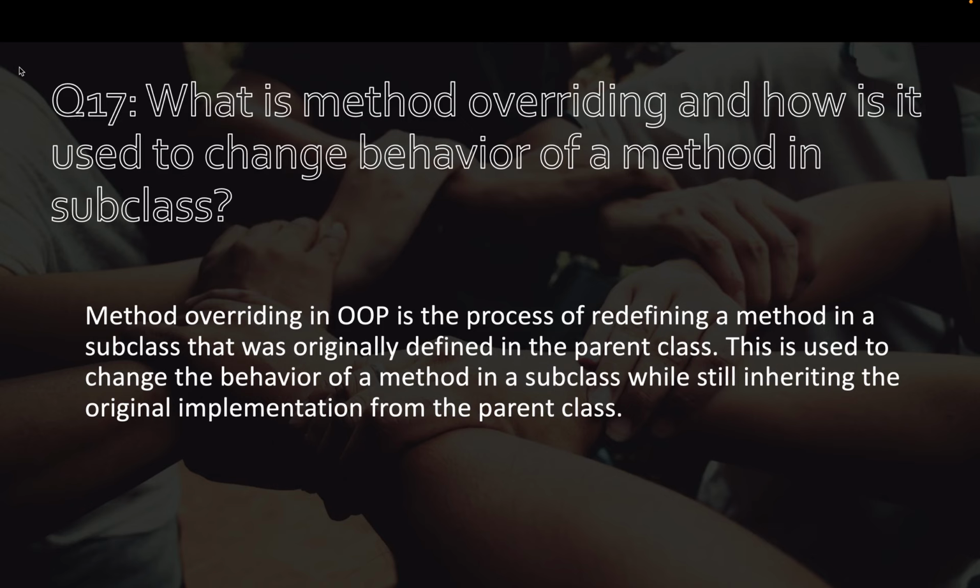Question number 17. What is method overriding and how is it used to change behavior of a method in a subclass? Method overriding in object-oriented programming is the process of redefining a method in a subclass that was originally defined in the parent class. This is used to change the behavior of a method in a subclass while still inheriting the original implementation from the parent class.